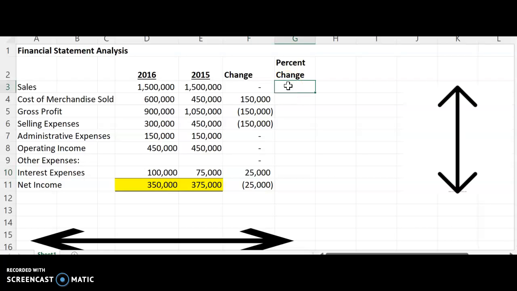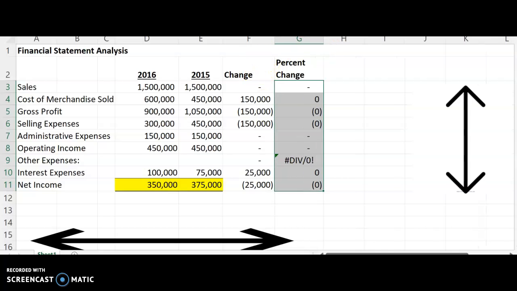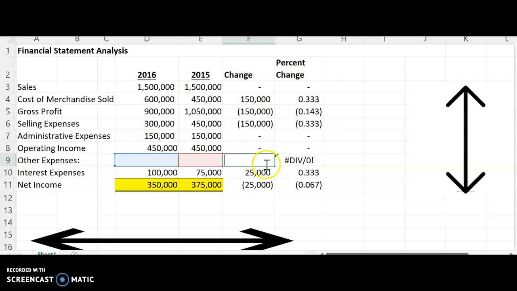So the way that I'll do that is I'll say net change divided by the 1,000,005, and then I will copy that formula down to get my percent change. This one's just a heading, so I'll just delete that.